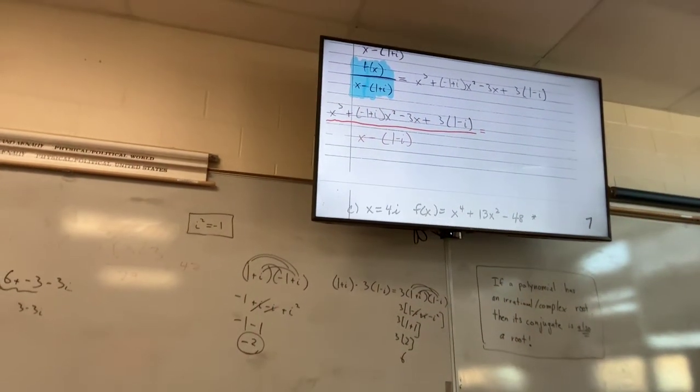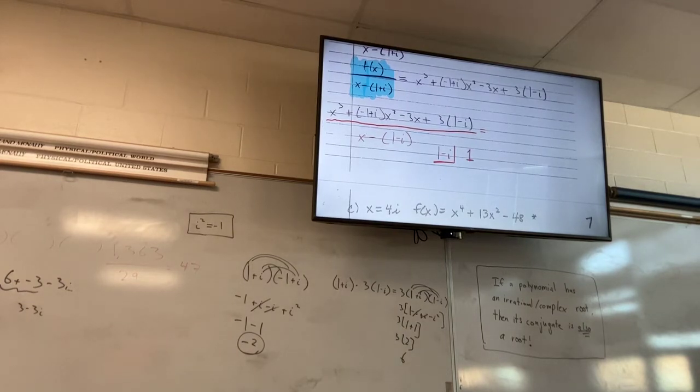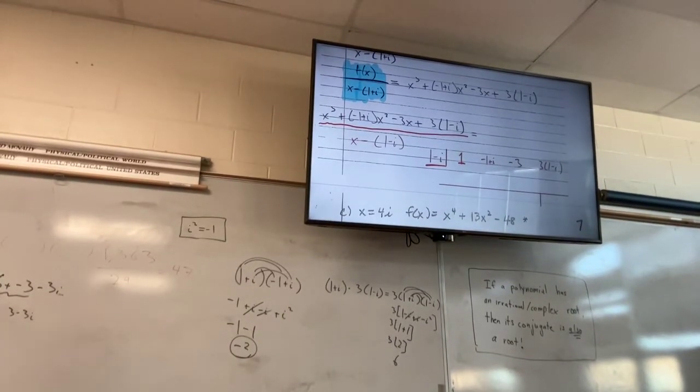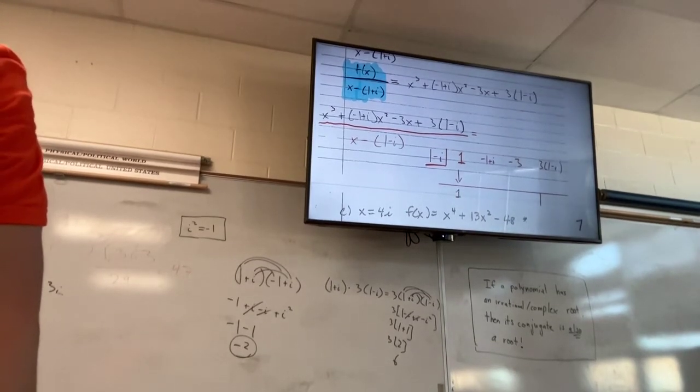All right, so let's do that. Some more synthetic division. Our crow's nest is going to be 1 minus i. We'll have a coefficient of 1, a coefficient of negative 1 plus i, a coefficient of negative 3, and a constant term of 3 times 1 minus i. A little remainder box. It's synthetic division just like we've been doing. So drop down the 1.